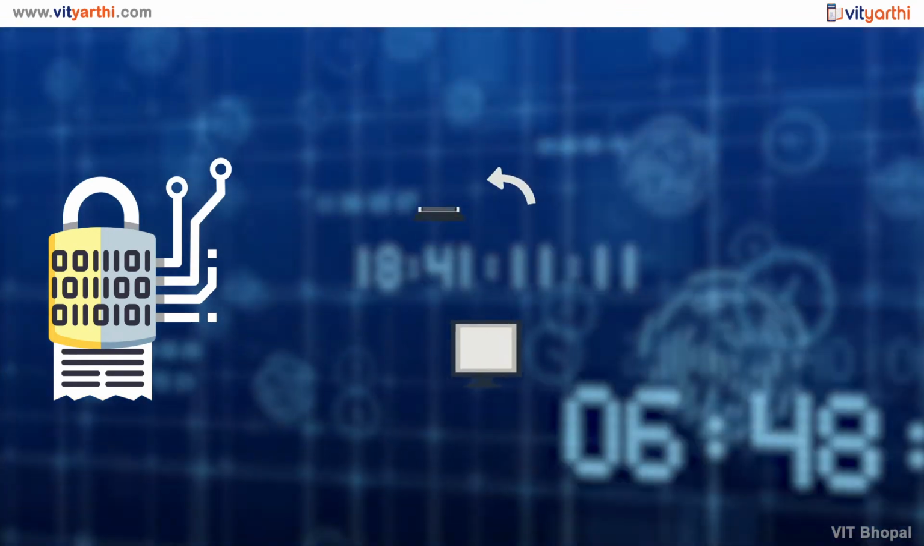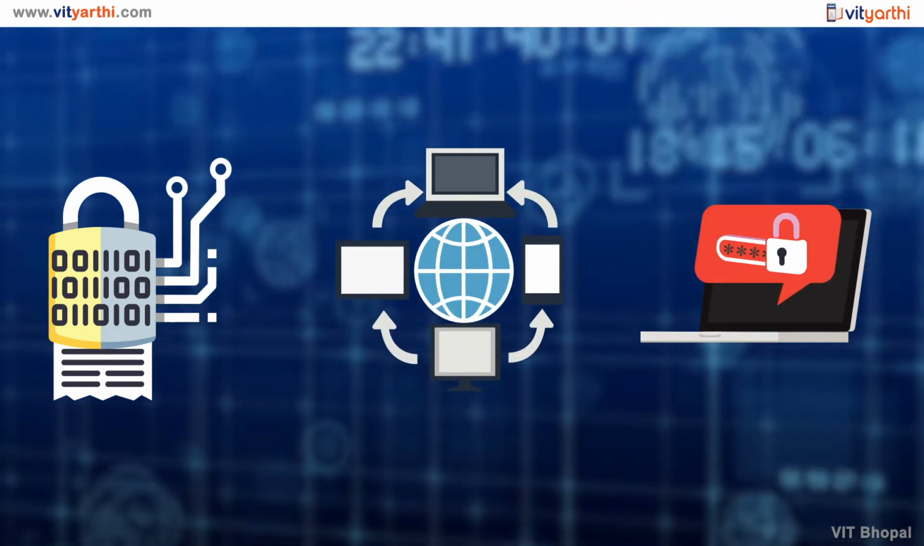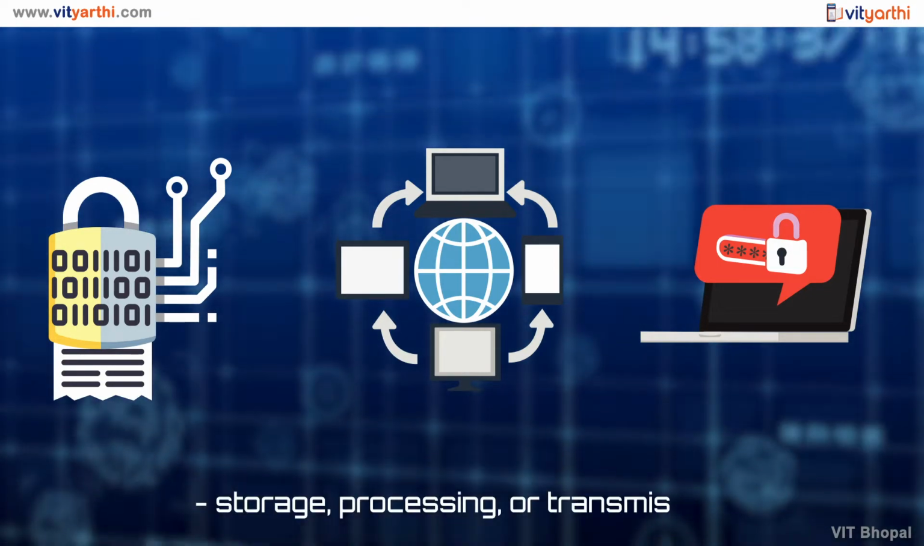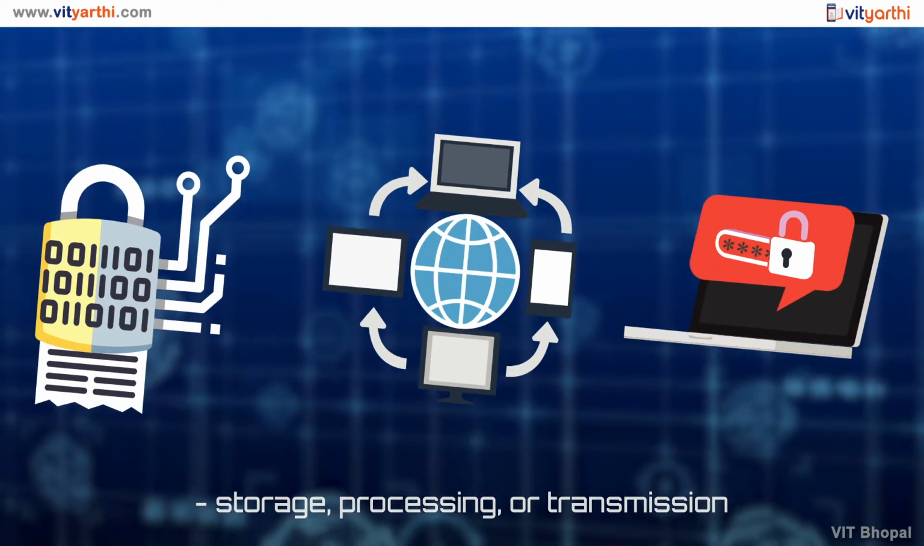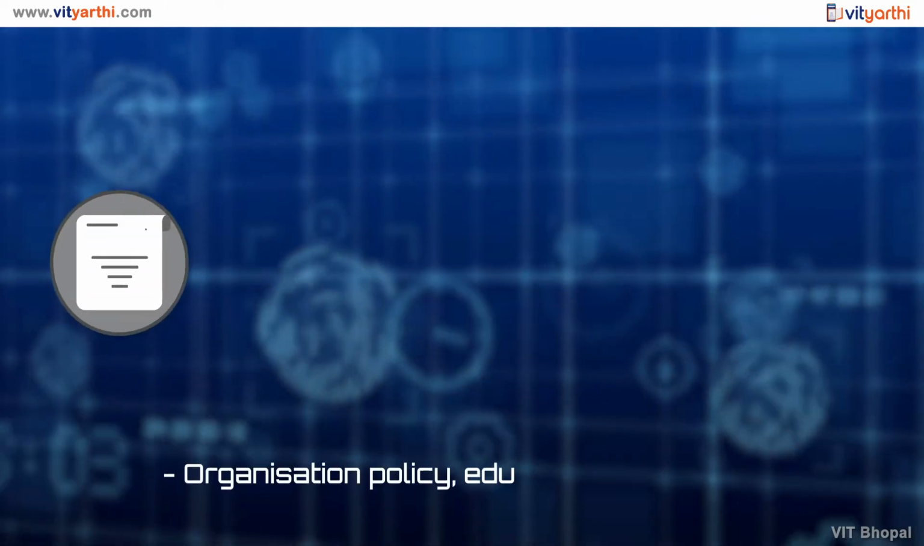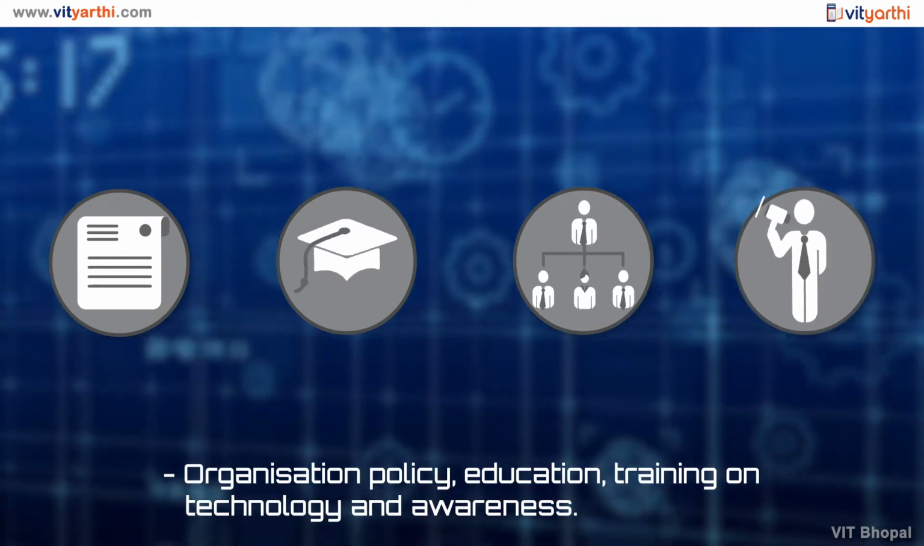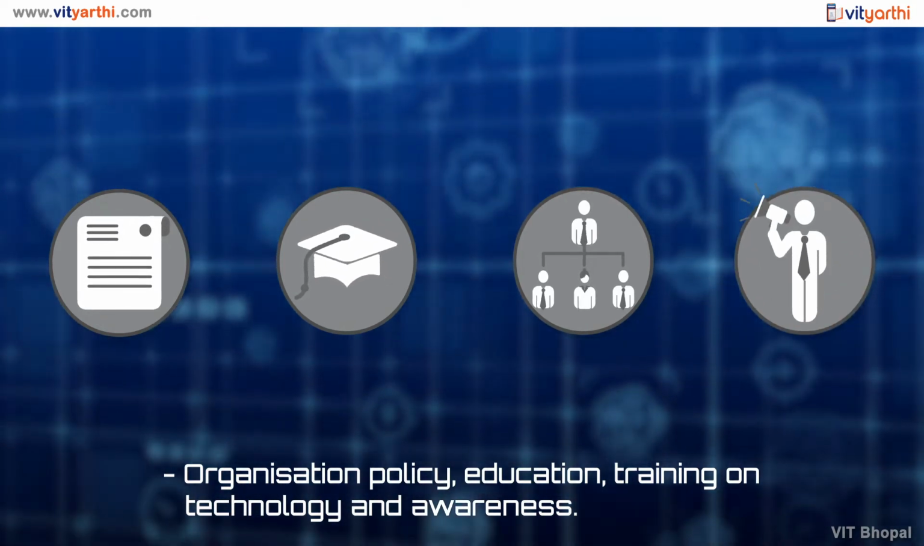And lastly, number 6, is information security, to protect the confidentiality, integrity, and availability of information assets, whether in storage, processing, or even during transmission. So you may ask, how is it achieved? It is achieved via the application of organization policy, education, training and technology, and awareness.